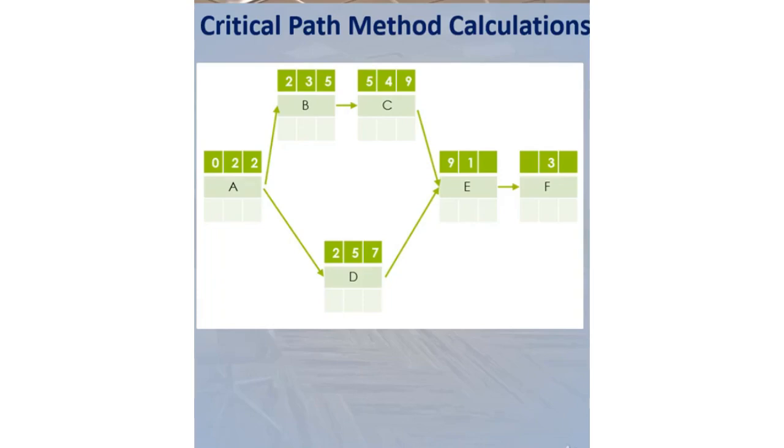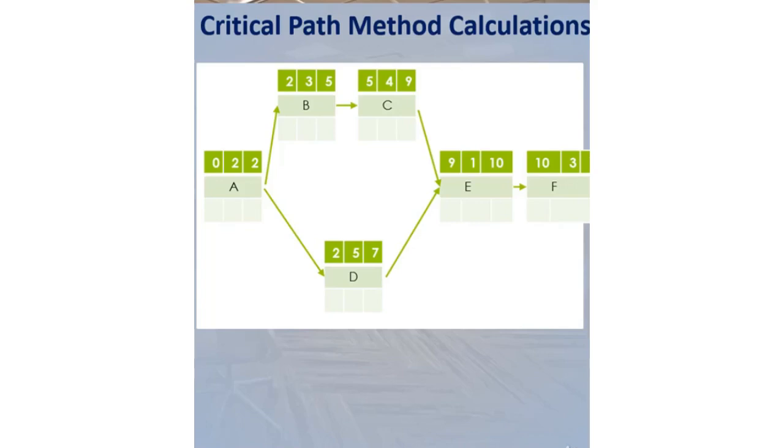Now, we will write the EF value as the ES value of the following task. But we have two EF values. C has 9 and D has 7. Which ES value should we choose for E? What do you think? We should choose the larger value here. So, ES value of E is 9. We are completing the remaining forward pass calculations in a similar way.